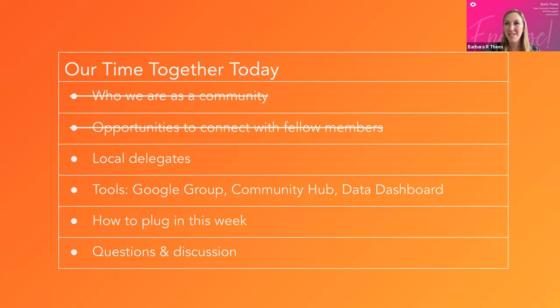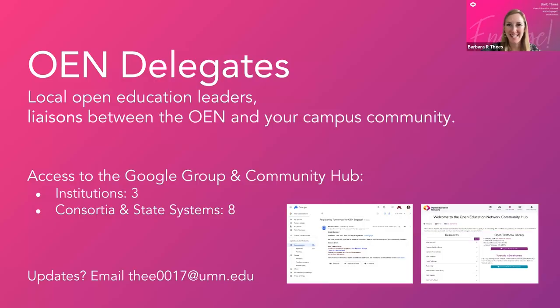All right, and now transitioning to talk about OEN delegates. OEN member institutions and consortia are able to designate what we call OEN delegates, who then have direct access to our community and the basic tools that we're about to cover, including the Google Group and the Community Hub. Institutional members can add up to 3 delegates in addition to their main OEN contacts, so essentially 4 people. And consortia and state systems can add up to 8 delegates in addition to their main OEN contact, for 9 people total.